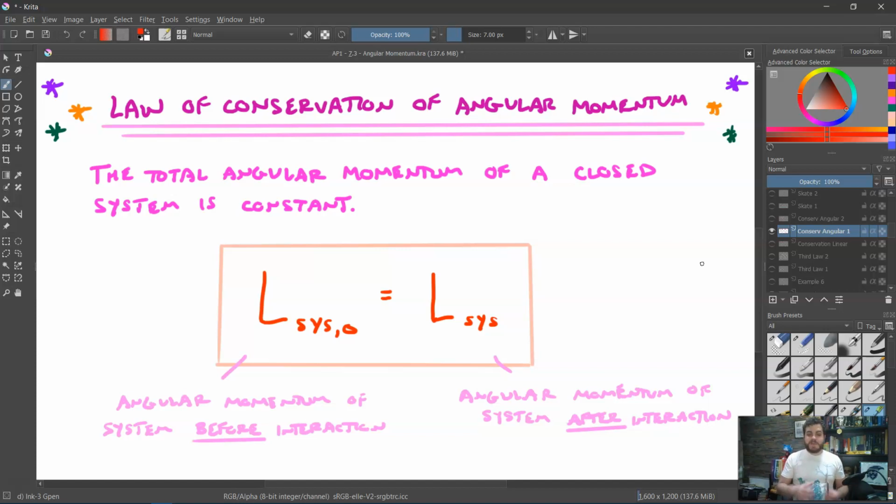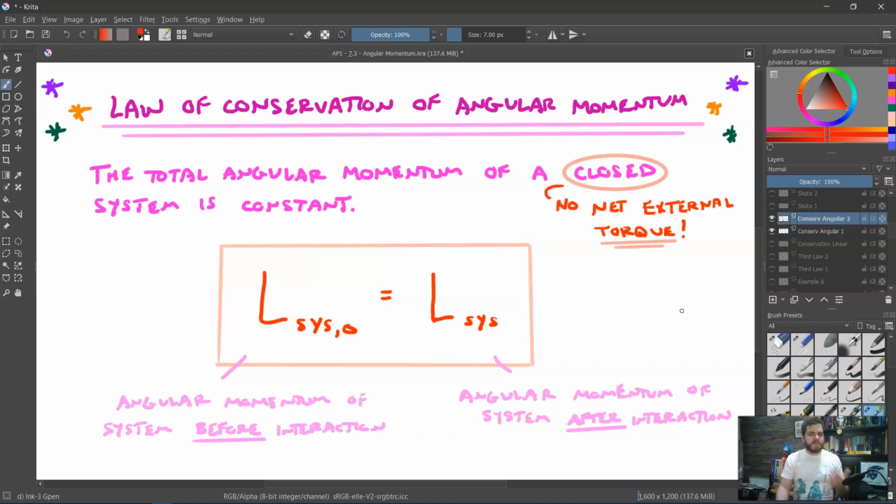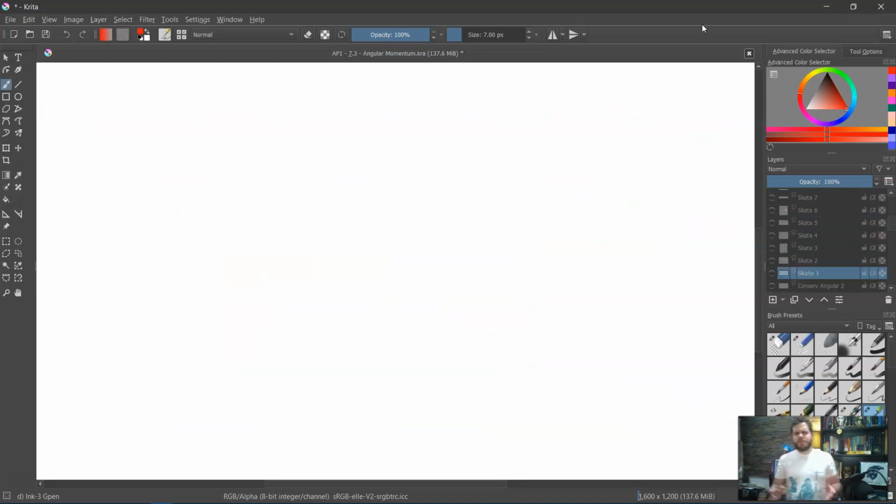So the angular momentum of the system before some interaction, so L of the system initial, equals L of the system final, or the angular momentum of the system after this interaction. But notice, closed means something a little different now. Closed means specifically that there's no net external torque on the system, rather than no net external force. Well, this is all well and good, but we haven't really done anything new yet. But we're going to see that, particularly with the law of conservation of angular momentum, some things are going to change a little bit.